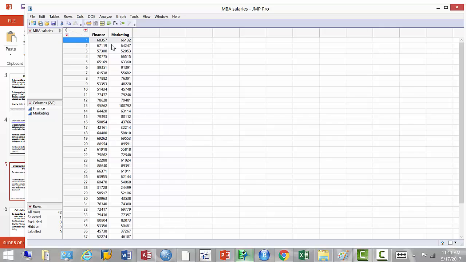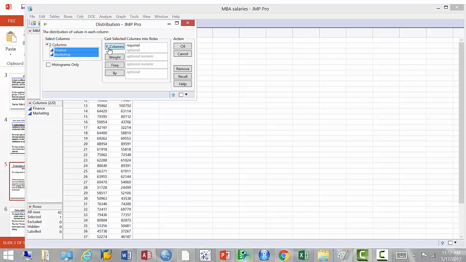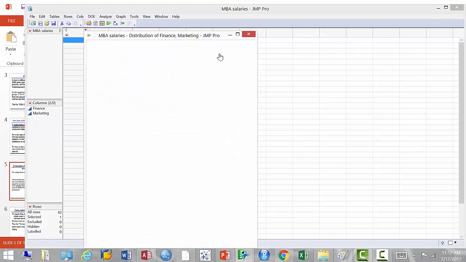So sample 1 can be completely non-normal, and sample 2 can be completely weird and non-normal. But as long as the differences between the matching observations are normally distributed, we are fine. We can use the t-test. Well, in fact, let's go ahead and take a look at how our columns are distributed. Okay, so I'm going to click, just look at the distribution, right? Distribution, finance and marketing, just in formula.